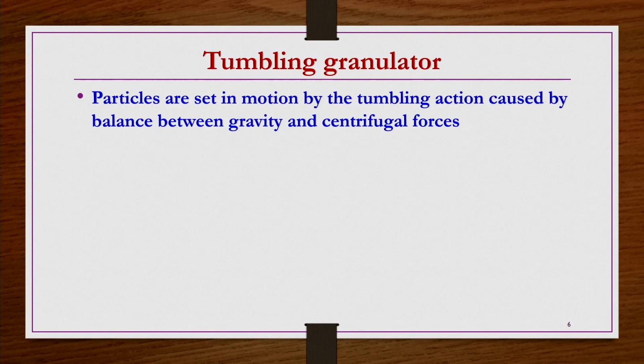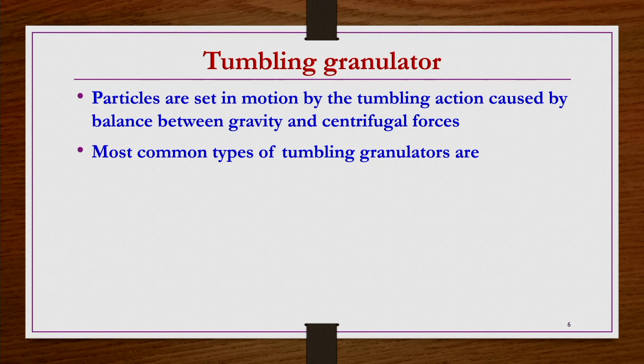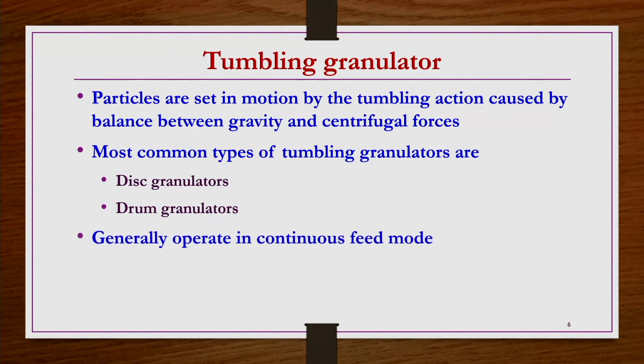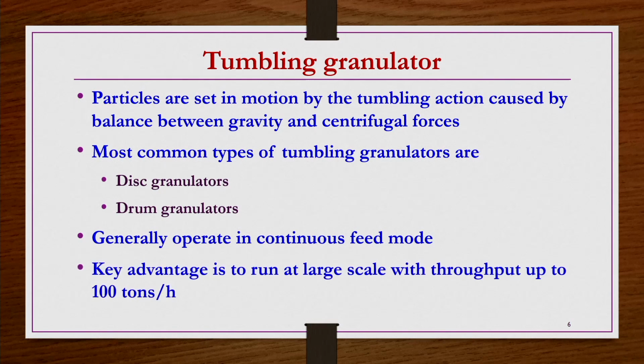In general, in this kind of tumbling granulator, the fine particles are set in motion by the tumbling action caused by the balance between gravity and centrifugal forces. The most common types of tumbling granulators are two: disc granulators and drum granulators. Generally they operate in continuous feed mode. The most important advantage is that they can run at large scale, with throughput up to 100 tons per hour, even more as well.